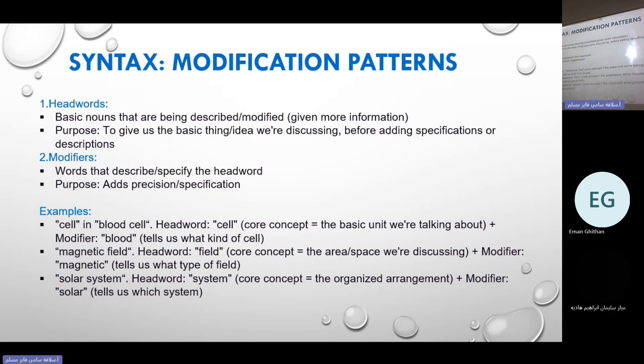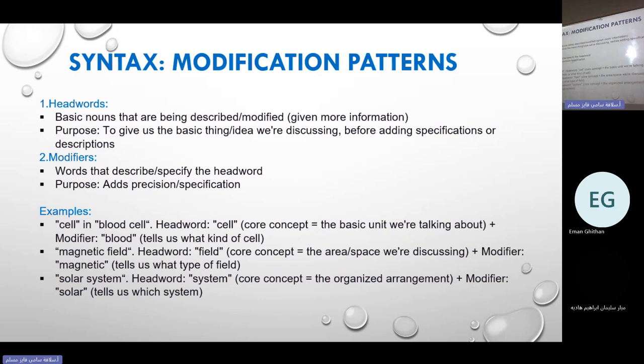Like I said, the lady is at home. This is the basic information. The old lady is sitting at home. These are modifiers, added information. And the modifiers are words that describe a specific head word. The purpose is to add precision and specification, more information. Okay, example.